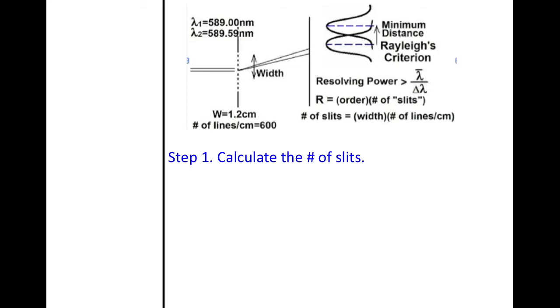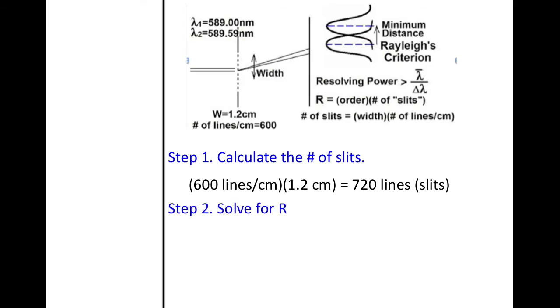The first step would be to calculate the number of slits. We know that we have 600 lines per centimeter and that the width of the entire grating is 1.2 centimeters. When we multiply that, we get 720 lines or 720 slits. Step 2 would be to solve for R. Now, the resolving power equation has two parts. R can equal lambda divided by delta lambda, and R can also equal m times n. So we're going to solve for each part and then compare the answers. For the first part, where R equals m times n, we get an answer of 720.